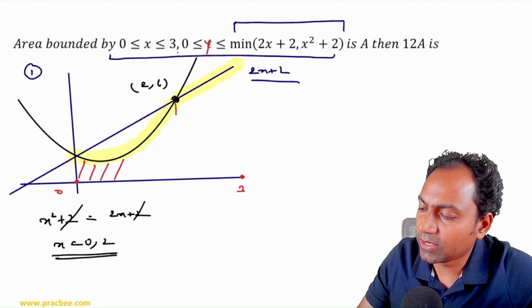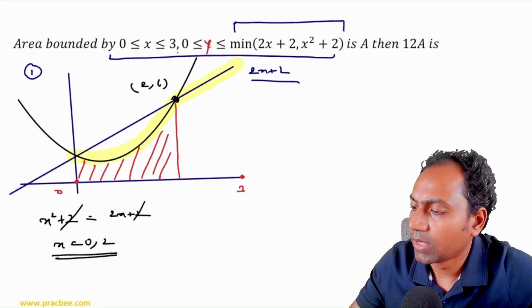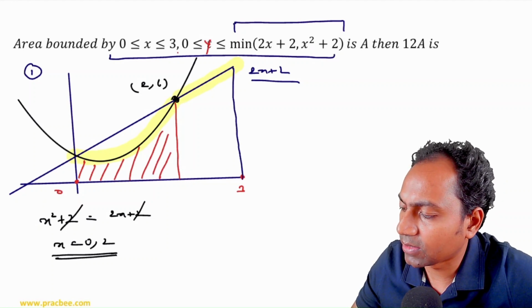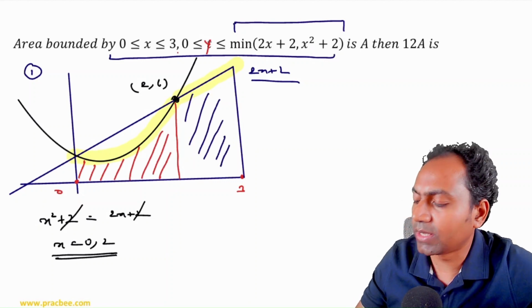So the first area enclosed will go till here. This is the area enclosed that we are talking about. Another part of the same thing is starting from here and going up till 3. So if I take both areas, I should get my answer.